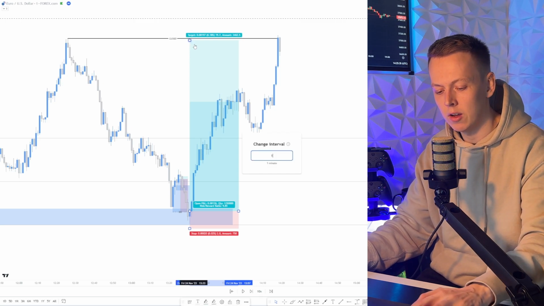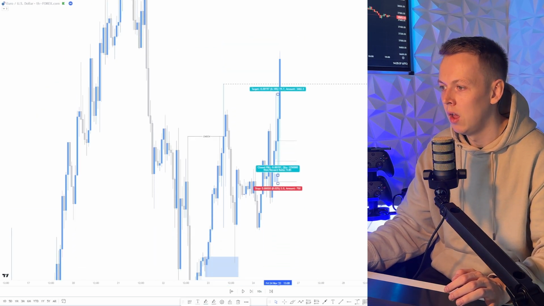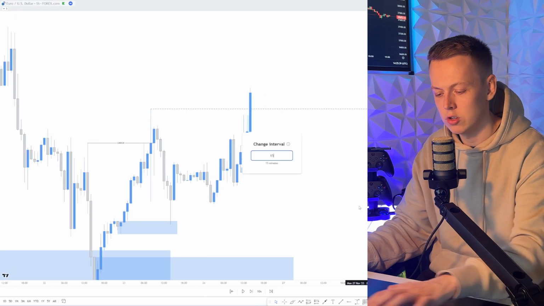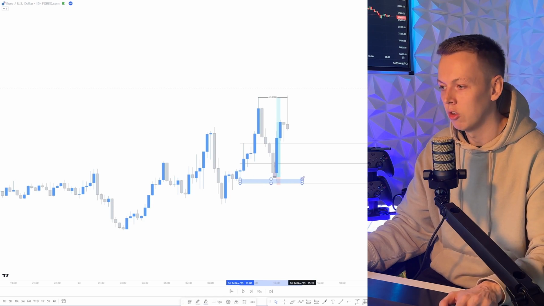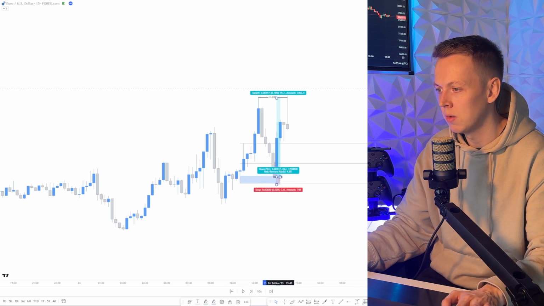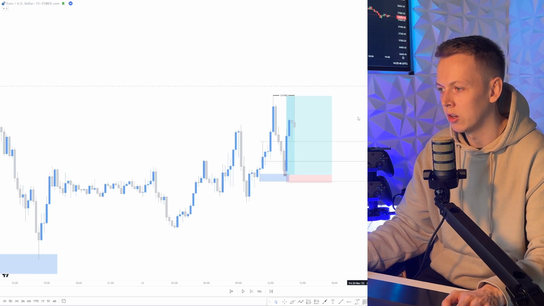Now, I want to quickly touch on the overall higher time frame idea of this position. If I go down to the 15 minutes, we can see this entry. So here you can see this is the trade, and you can see, of course, it touching that target.